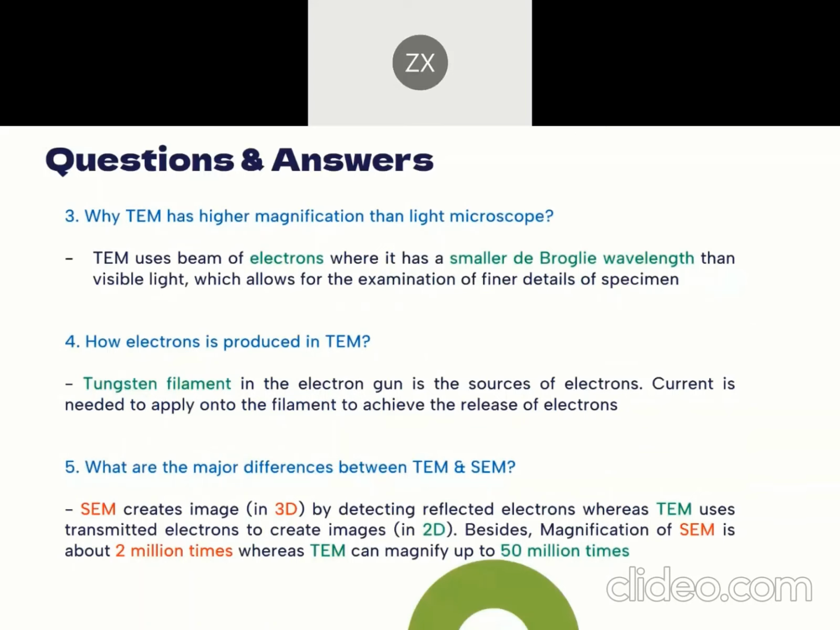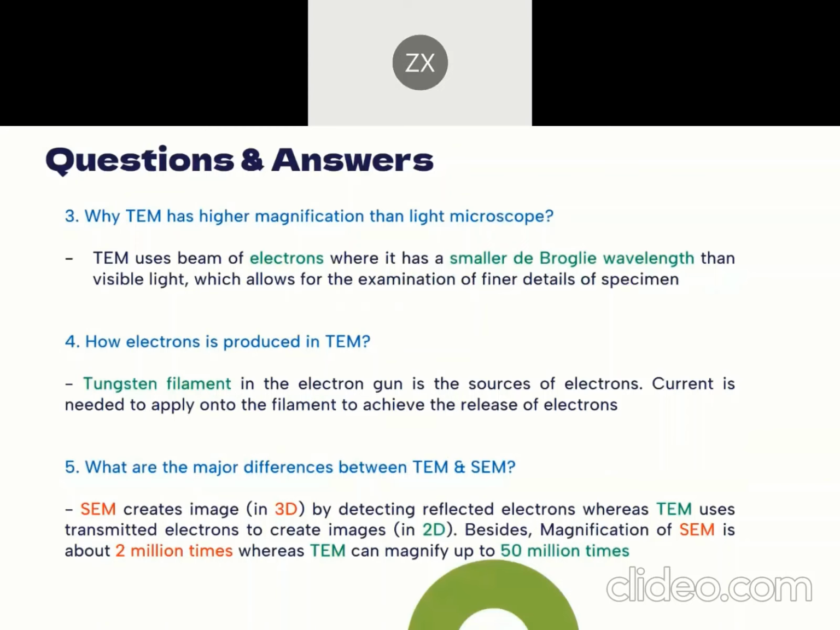Third question: why does TEM have a higher magnification than a light microscope? This is because TEM uses a beam of electrons, which has a smaller de Broglie wavelength than the visible light used in a light microscope, which allows TEM to produce finer details of the specimen. Next, how are electrons produced in TEM? The electrons are produced by a component called a tungsten filament in the electron gun. Current needs to be applied to the filament to achieve the release of electrons.